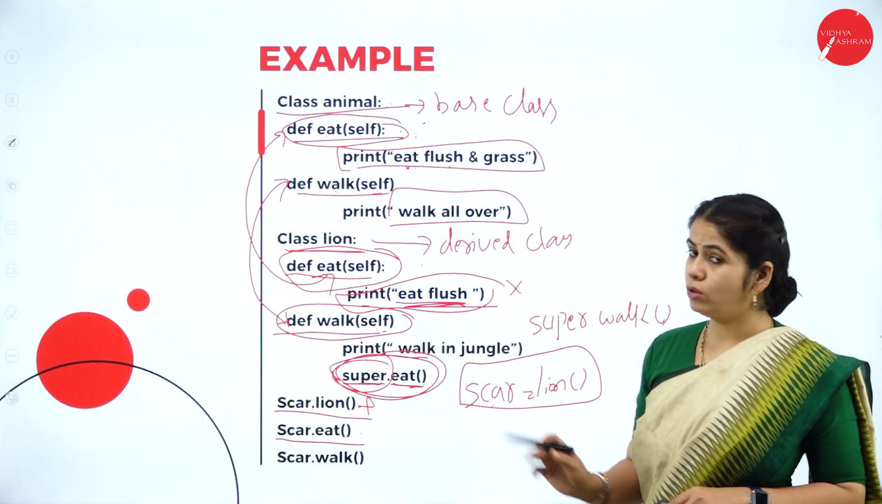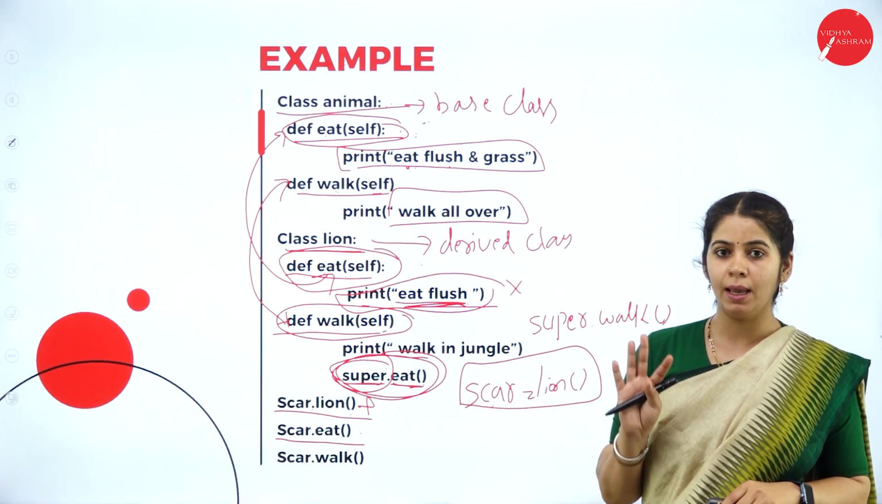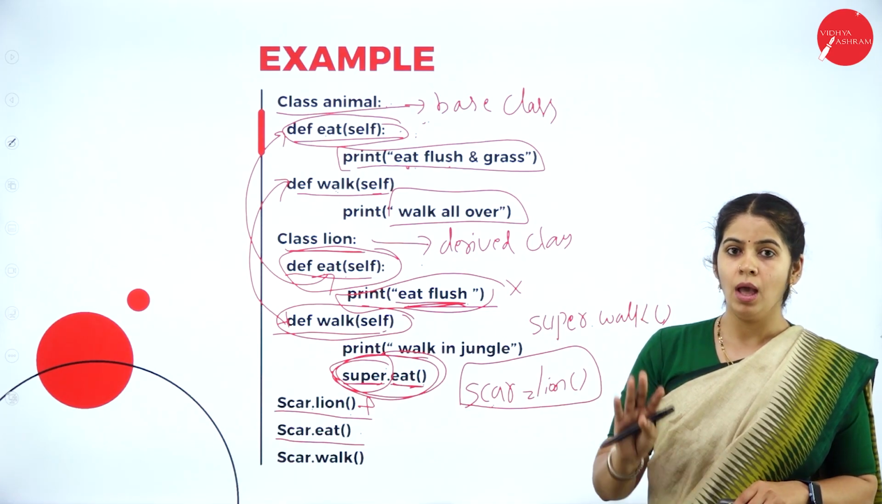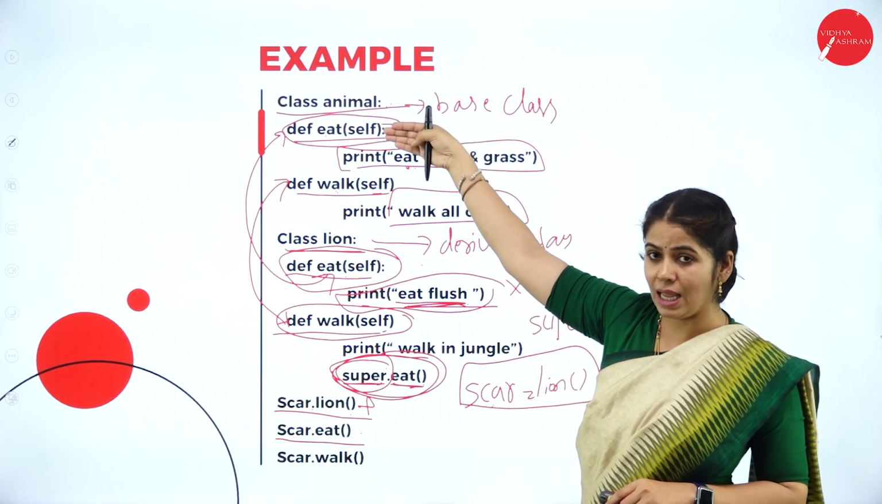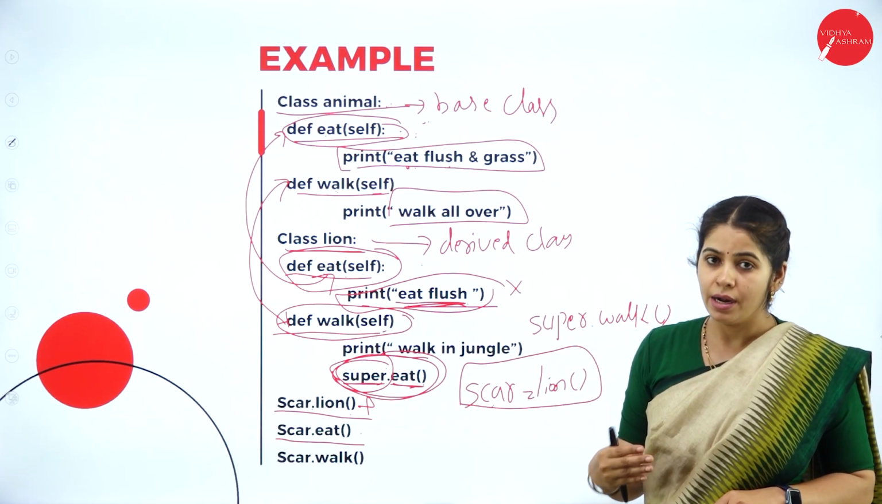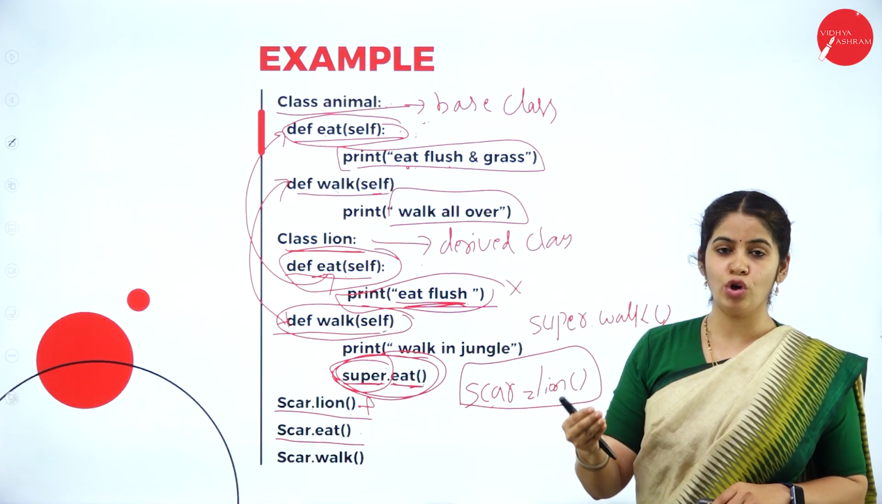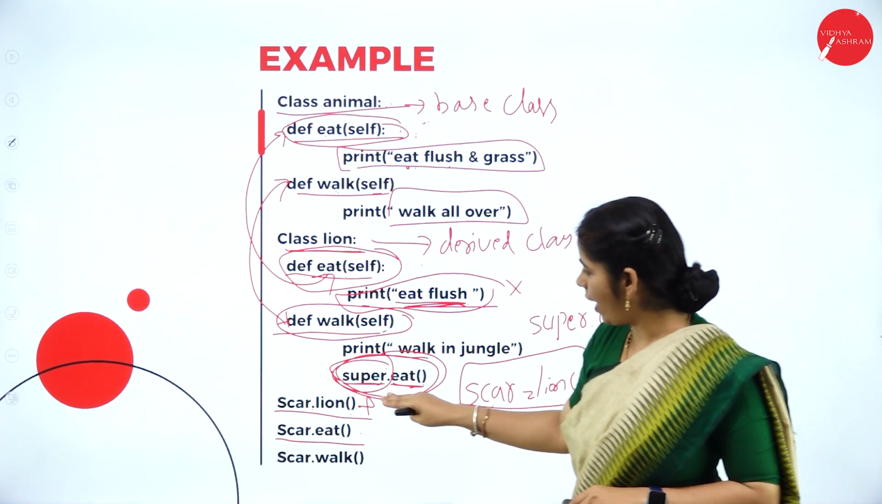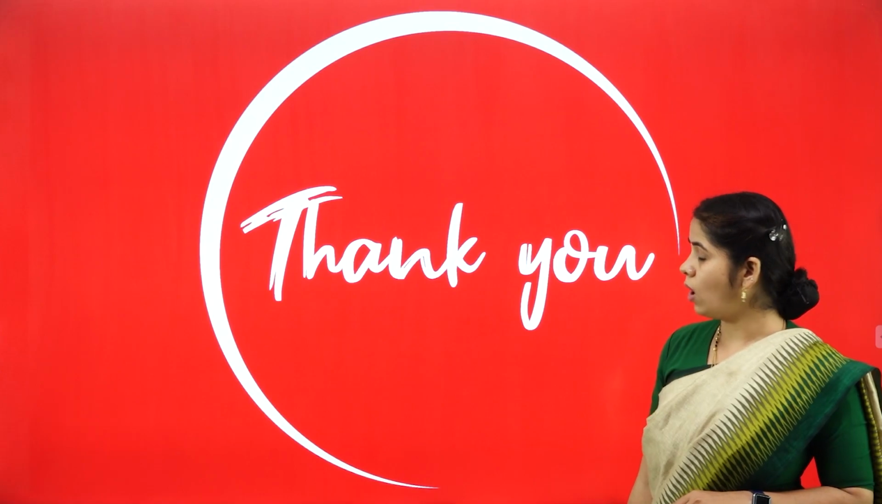So this is all about method overriding. Overriding means having methods with the same name, but the definition of the method in the base class is different from the definition of the same method in the derived class. If you want to access the base class method with the object of the derived class, then we have to use super, right? So this is all about encapsulation and polymorphism. Thank you.